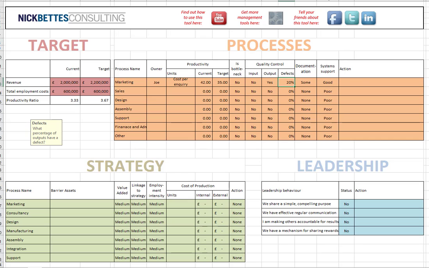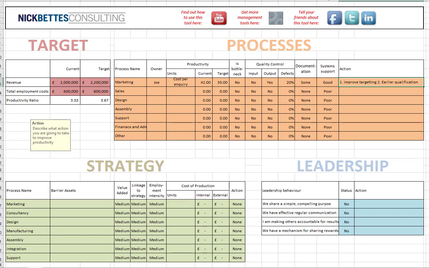So what are we going to put in our actual action column? Well, actually, for this process, we've said there are two actions. One, we're going to improve targeting. Two, we're going to make qualification earlier. So having looked at this, it looks as if perhaps we're attracting the wrong kind of inquiry. Our marketing targeting is slightly off. And secondly, perhaps we're not disqualifying inquiries early enough in the process.